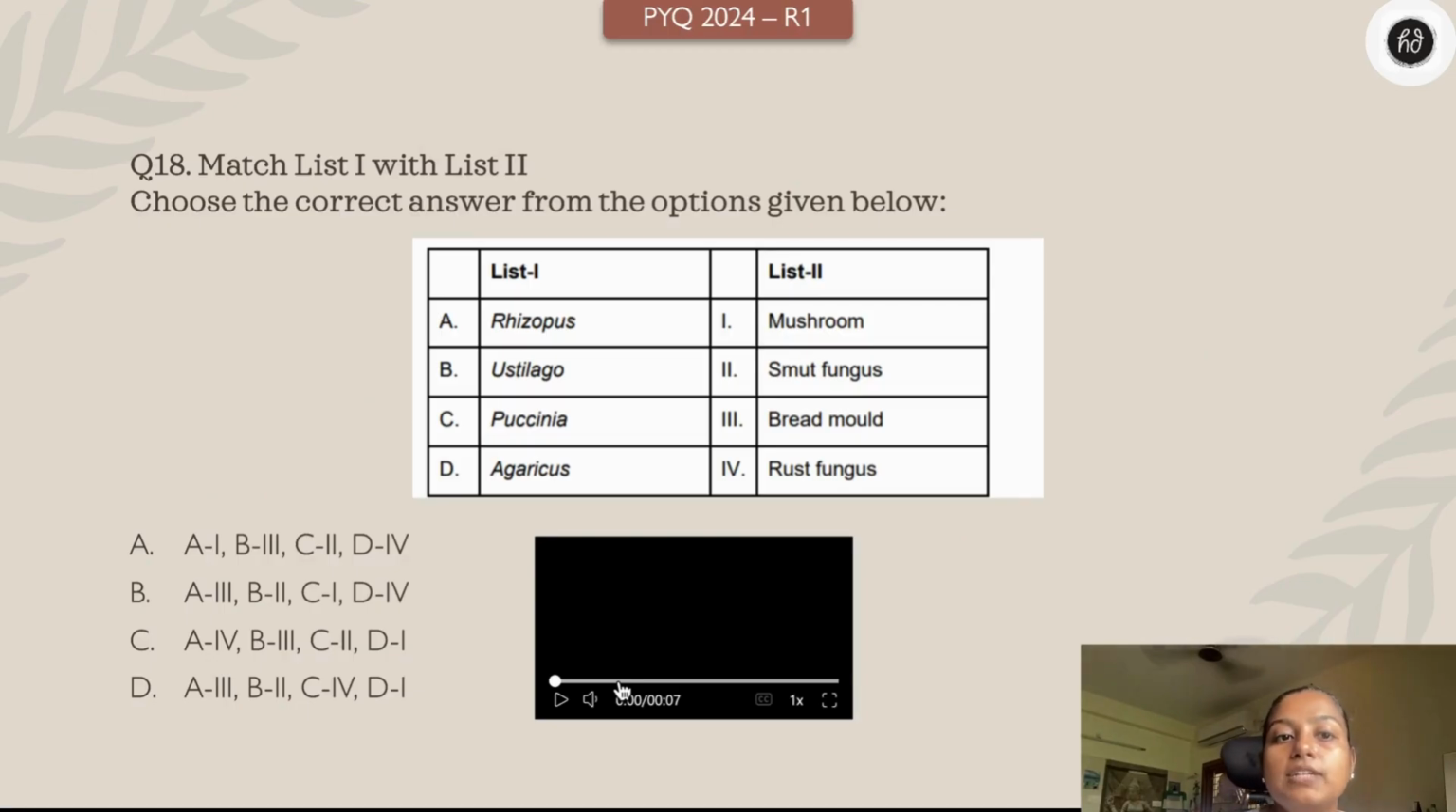Next one. Match list 1 with list 2. Choose the correct answer from the options given below. List 1: Rhizopus, Ustilago, Puccinia and Agaricus. List 2: mushroom, smut fungus, bread mold and rust fungus. Two of these are very famous, so you can match those and try finding the option. Pick the right option, A, B, C, D. First match them, write it in your sheet and then pick the right answer to avoid confusion. For all four, match them, write it in your answer sheet, and look for the option which matches your answer. Your time starts 3, 2, 1 right now.